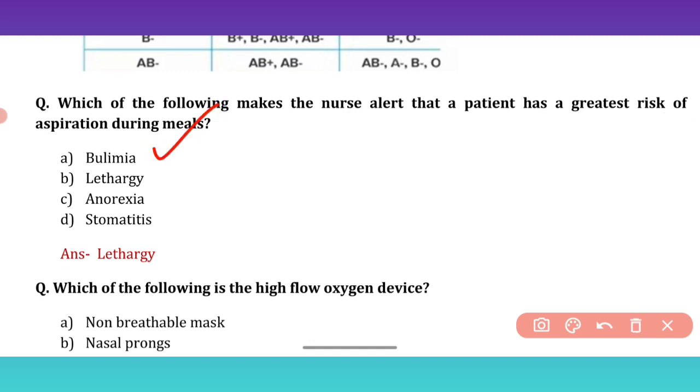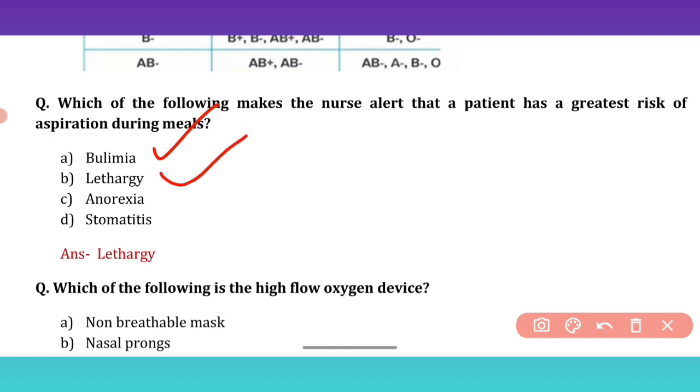Bulimia nervosa. Bulimia nervosa means what? Binge eating will be there. They will be eating more and more food, and purge will be there. Purge means inducing vomiting. If you see the nails of these people, the nails will be fully damaged because of induced vomiting. Okay, so these are all the keywords related to bulimia nervosa, and bulimia nervosa will not cause any kind of aspiration. And the next one is lethargy.